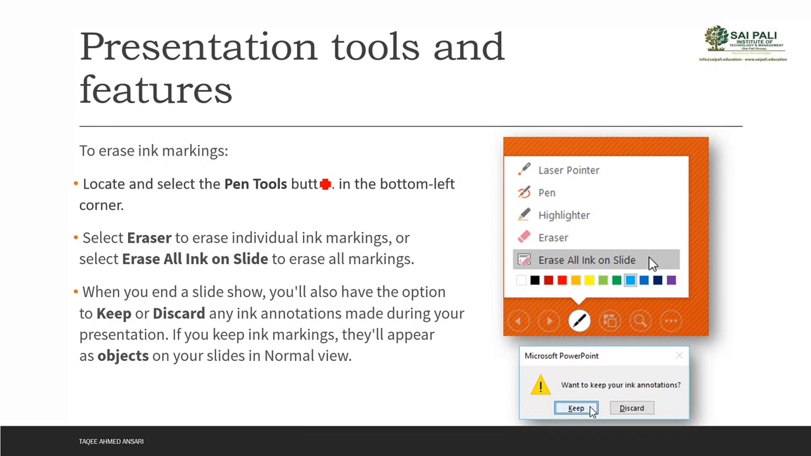Now to erase your marking, whatever you draw with your pen tool or highlighter, you can erase them. If you want to erase a particular mark, you can use this eraser, or you can erase all by selecting this command. Or even when you close your presentation, it will ask you these two options. It says, do you want to discard your pen tool drawing, or do you want to keep it? Discarding means it will discard all the drawings, and when you keep it, it will keep it as an object, as a shape in your slide.